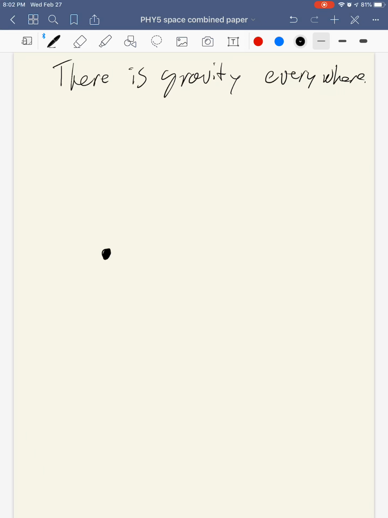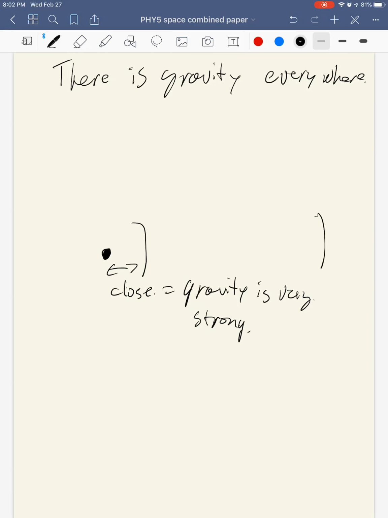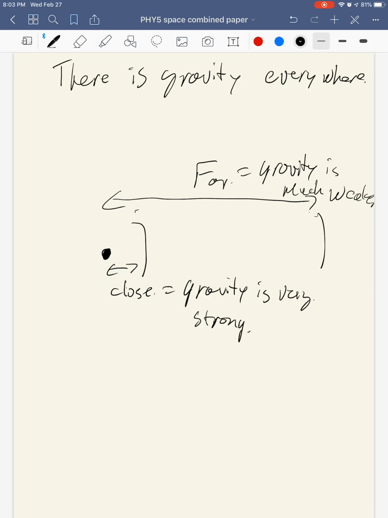What's different is that when you're close, the gravity is much stronger. However, if we're really far, gravity is much weaker. So when we get farther away, there's less gravity. And remember, gravity is always pulling as a force towards the center of the object that's making it.